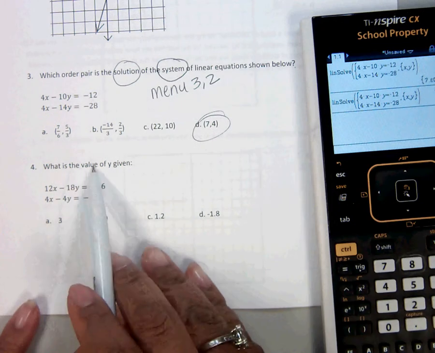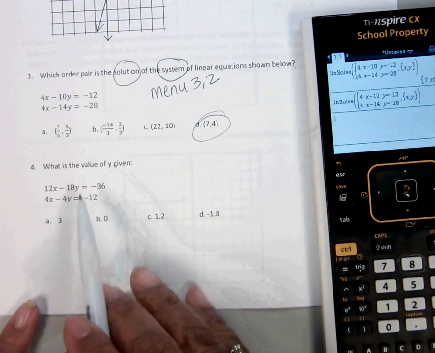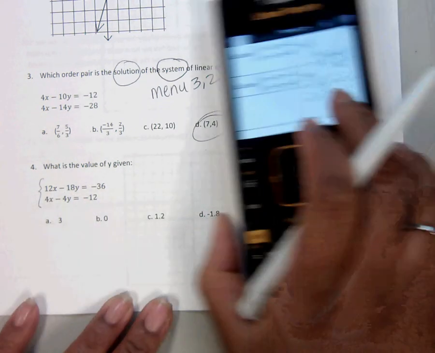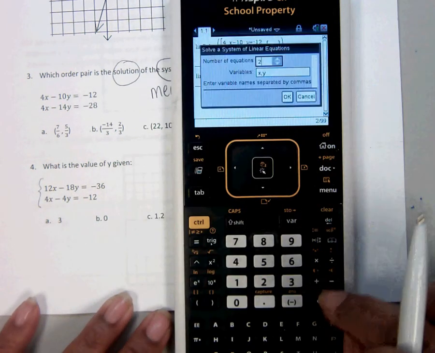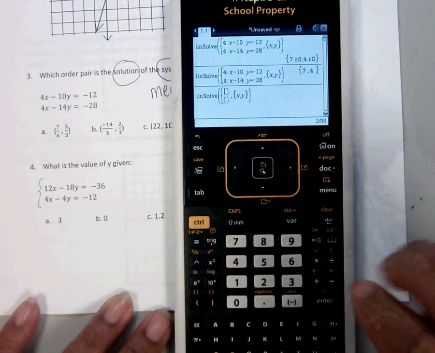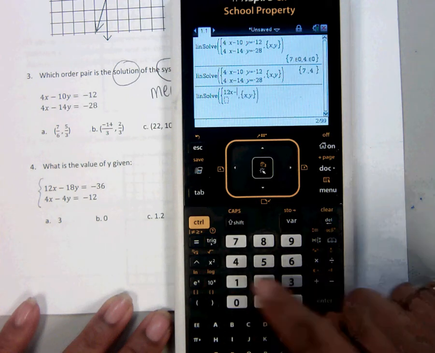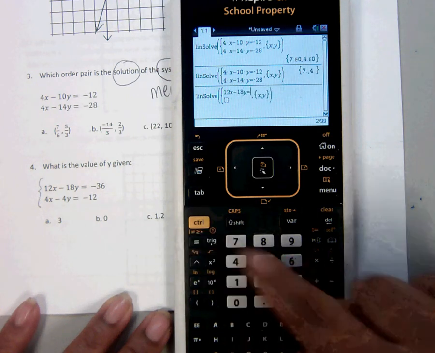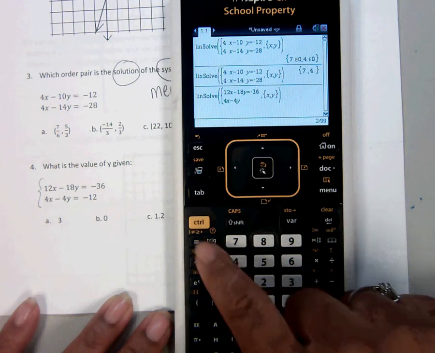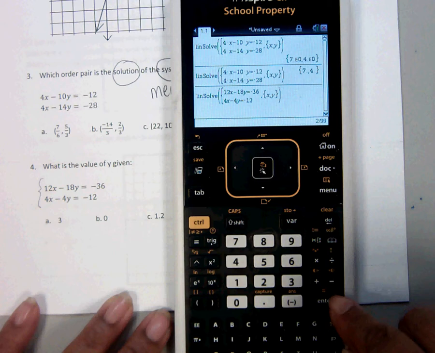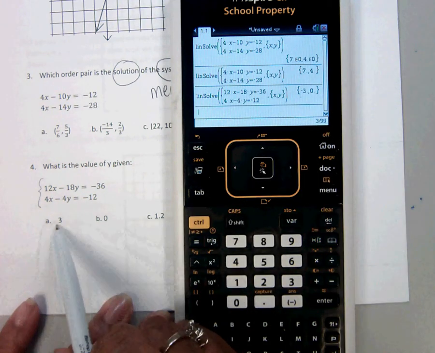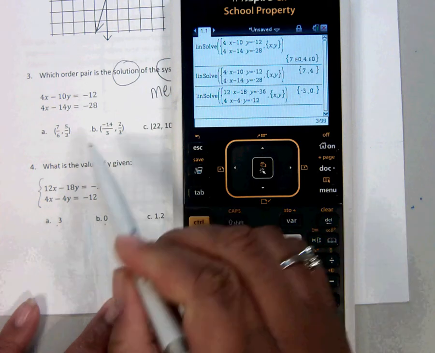Number 4. What is the value of y given? Okay, this is a system. So I am going to use menu 3, 2. And you notice it says solve a system. Enter. 12x minus 18y equals negative 36. 4x minus 4y equals negative 12. Press enter. 3, 0.